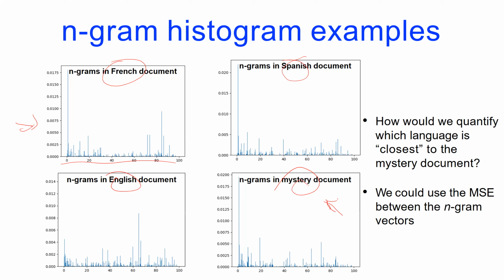What to do is compute probably the mean square error to each of these histograms. Then I pick the one with the minimal distance, and I will say probably this is Spanish.